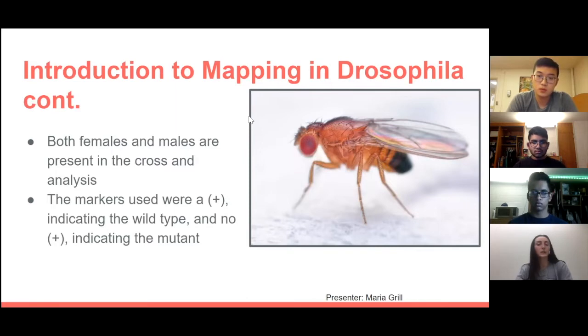So we were able to examine both females and males that were present in the cross analysis. So we actually got to see sex differences between the flies as well as the phenotypic differences between the two. And for the markers that we used to analyze the phenotypes, we used a plus sign to indicate the wild type phenotype and no plus sign, just the lowercase letters, to indicate the mutant.